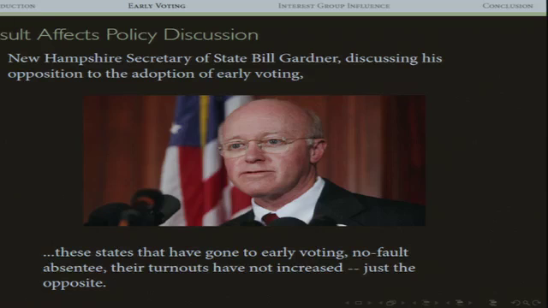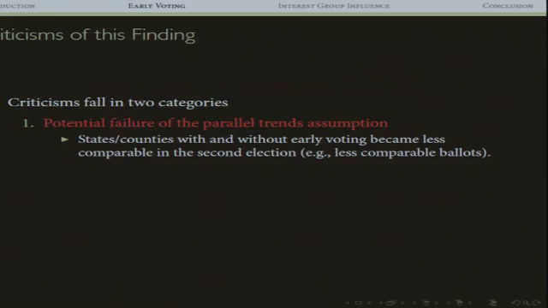So, you know, this is a finding that is having a real effect in the world, and we'd like to know, is it right? Okay, so there are two essential criticisms of this finding. The first is, of course, that there could be a failure in the parallel trends assumption. Right? You could have changes in comparability across time, and ballots are one way that could happen. Ballots change across states, across time.